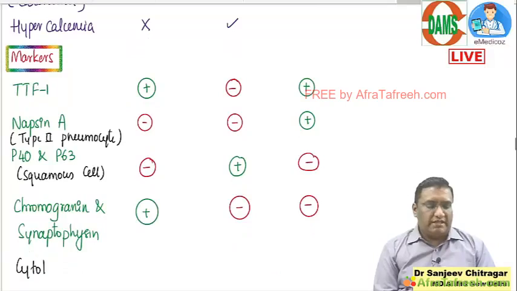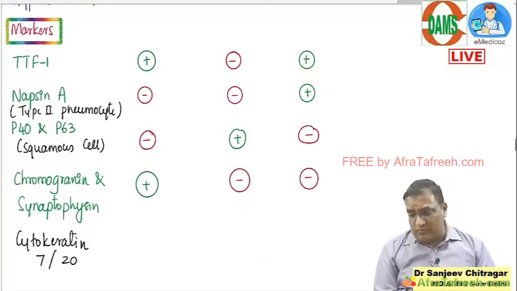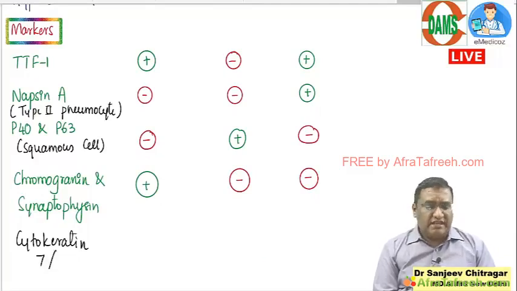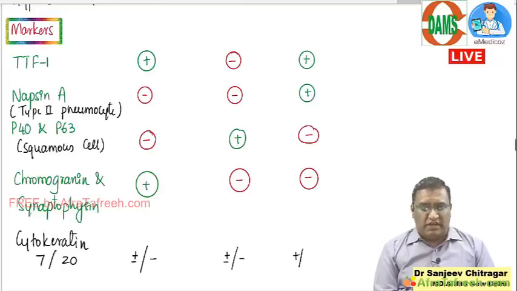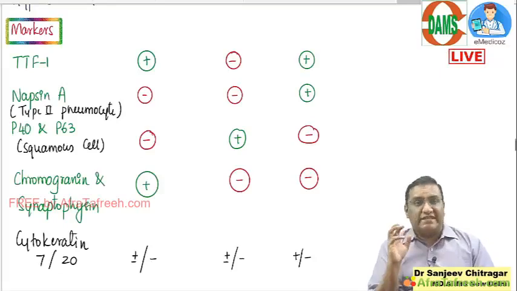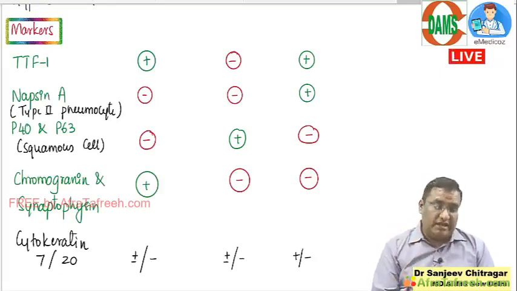Next, one more is cytokeratin. Cytokeratin CK7 and CK20 we do. CK7 and CK20 are mostly done for adenocarcinomas, but anyway I have to just write CK7 and CK20. CK20 will always be negative. CK7 can be positive sometimes in small cell and squamous cell, both of them. And CK7 will always be positive in adenocarcinoma of lung, with CK20 negative.